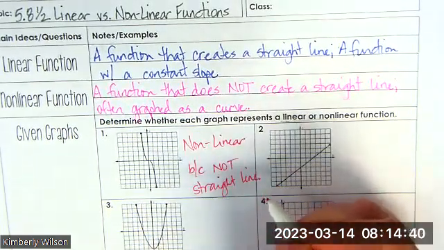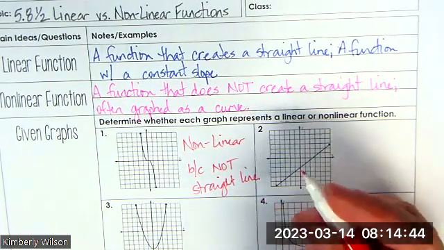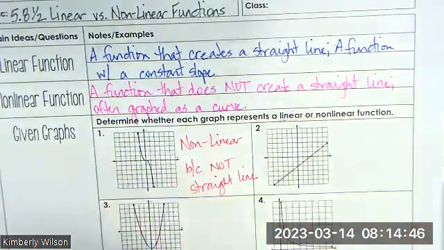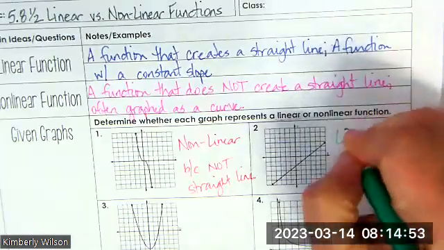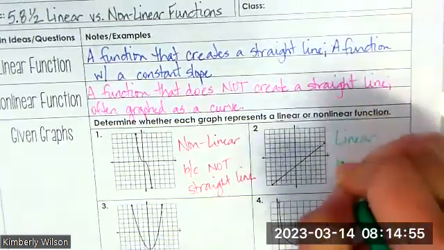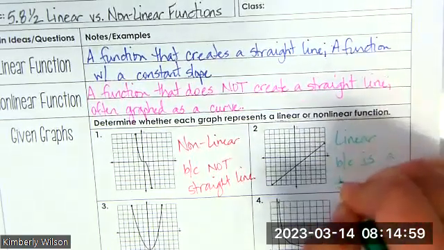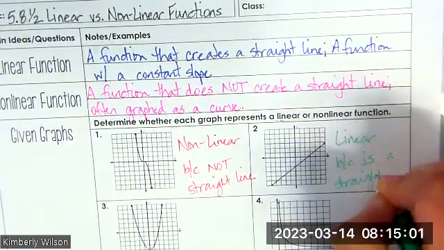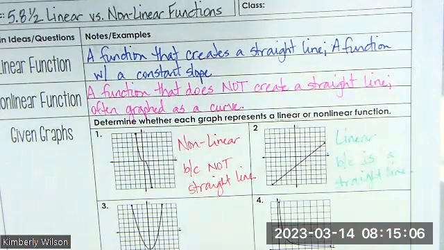Again, this is for your notes purposes that you write the reasoning down. So write everything that I write down. When you're answering the other questions, you do not have to explain. We're taking notes right now. For number two, it is a straight line, so therefore this is linear because it is a straight line. Can't use that green, it doesn't show up. Okay, moving along.